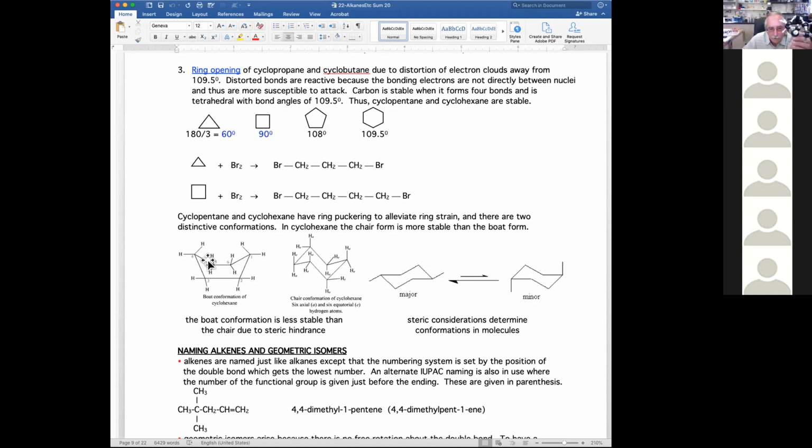Oftentimes we write them in three-dimensional ways on a two-dimensional surface. I'm not going to ask you to do that, but you can see that there's an equilibrium over here. It's not a chemical equilibrium, it's a conformational equilibrium. Here's the boat form, here's the chair form, right? But now it gets important considerations when you start putting other atoms on there.